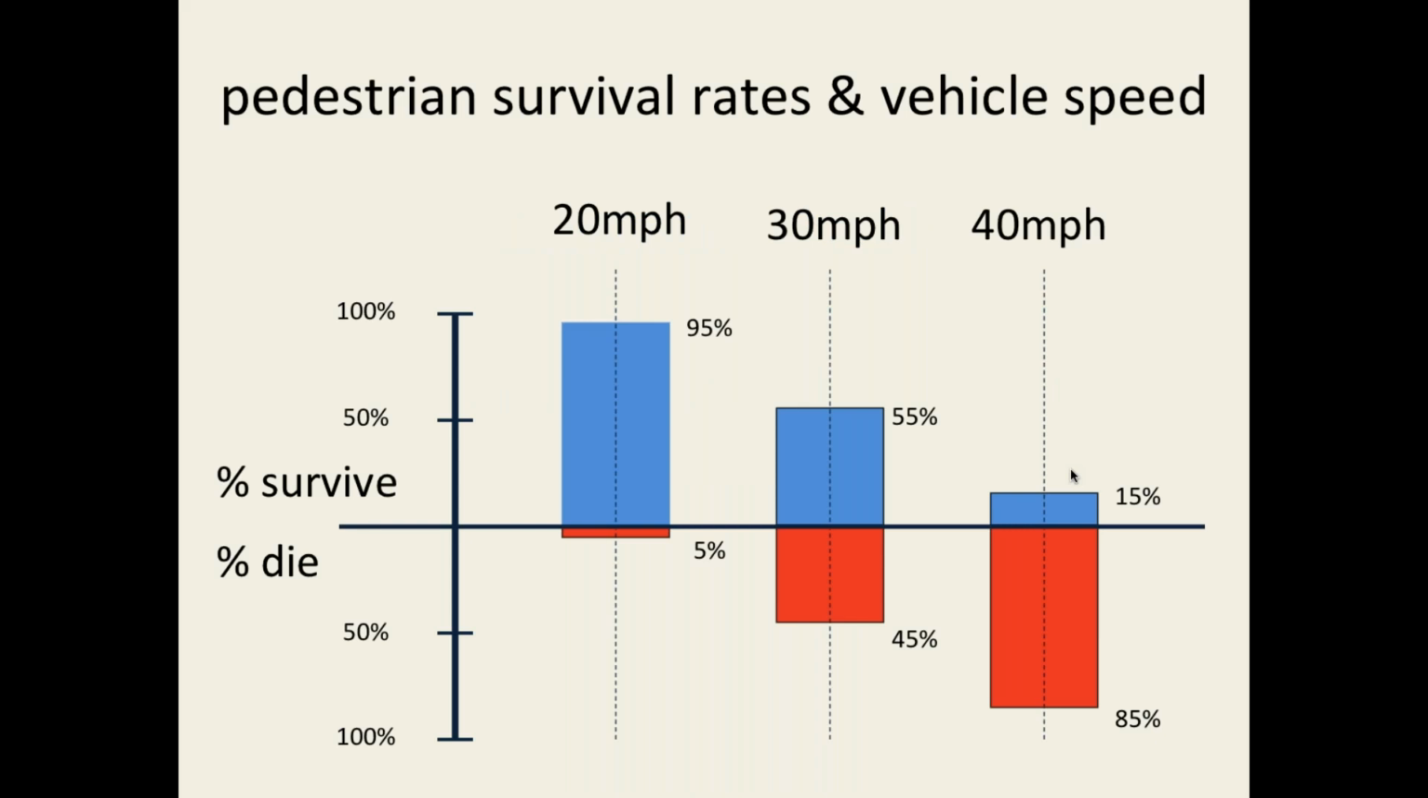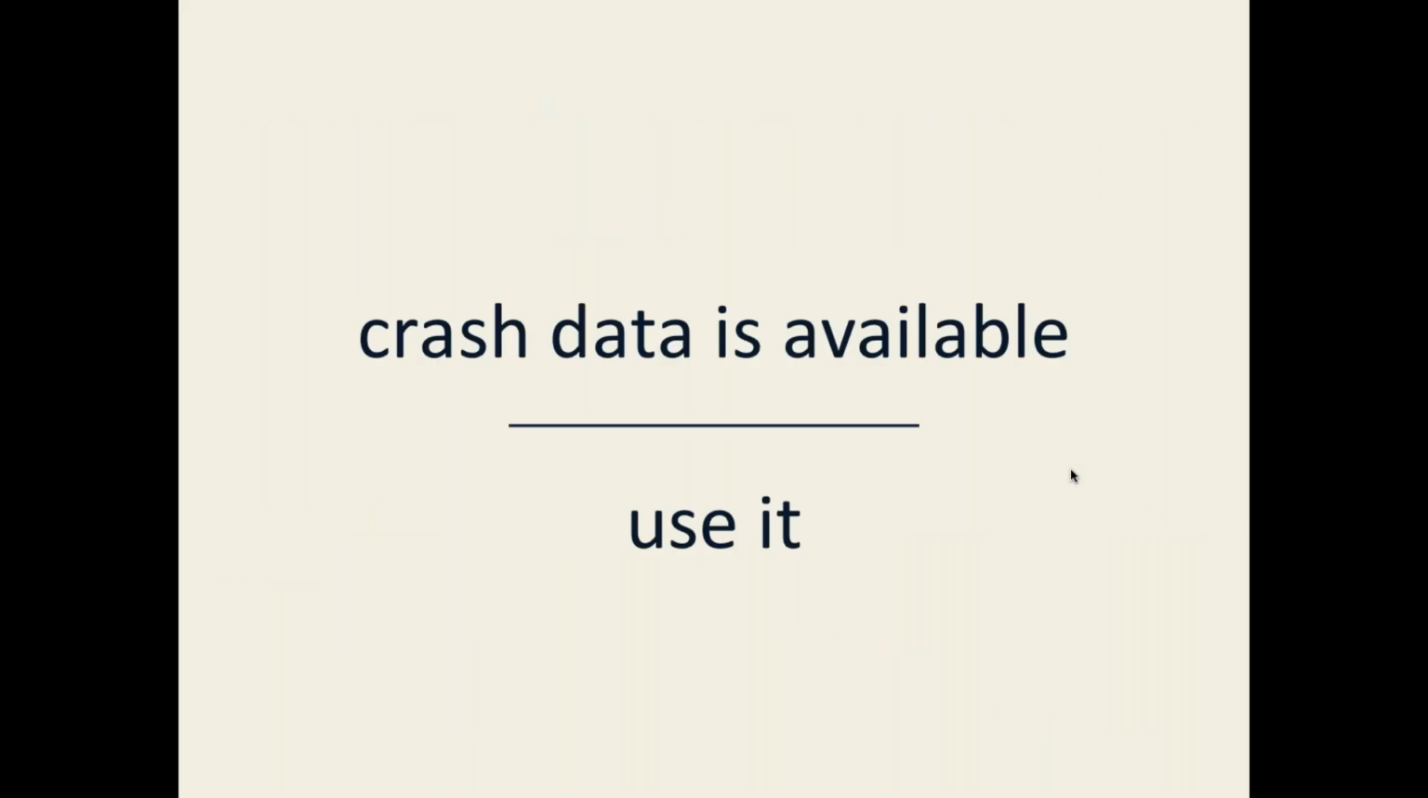This is a somewhat grim graphic that shows the probability of surviving a crash based on the speed of the moving vehicle. At 20 miles per hour, we have a 95% chance of surviving, but at 40 miles per hour, only a 15% chance of surviving. So that's pretty grim. And when you think about how many main streets or major downtown streets in Colorado have traffic that's flowing at 35, 40, 45 miles per hour, you understand the seriousness of speed if we want to have a pedestrian environment. The good news is crash data is available.